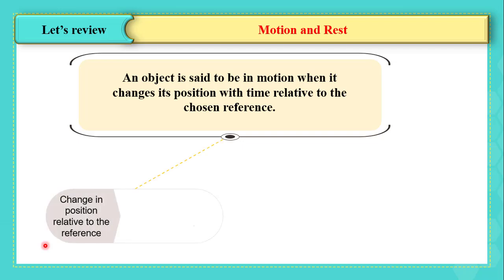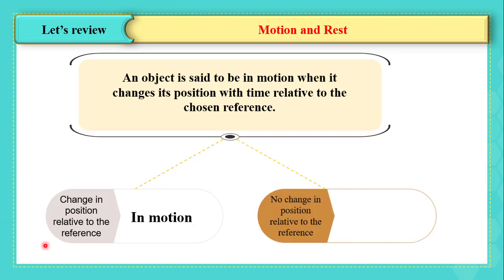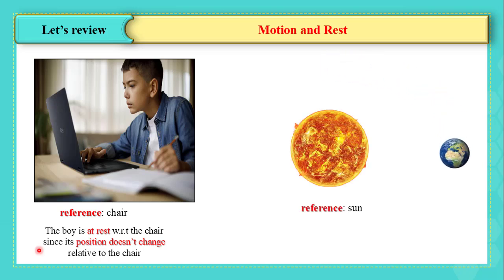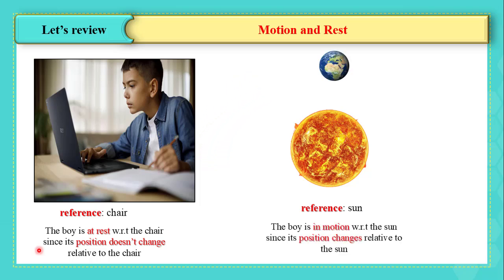Then, if there is a change in position relative to the reference, the object is described to be in motion with respect to that reference. Whereas, if there is no change in position relative to the chosen reference, then the object is described to be at rest with respect to that reference. In our previous example, the reference was the chair, and the boy was described to be at rest relative to that chair, since his position didn't change with respect to the chair. Whereas, when the reference was considered to be the sun, the boy was in motion relative to the sun, since his position changes with respect to the sun.